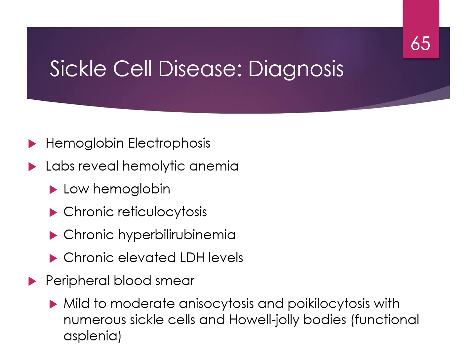How is sickle cell anemia diagnosed? You can see here they do a hemoglobin electrophoresis and a peripheral blood smear. And when they do their peripheral blood smear, what will be seen is mild to moderate anisocytosis and poikilocytosis. And we'll see numerous sickle cells, and Howell-Jolly bodies will be present.